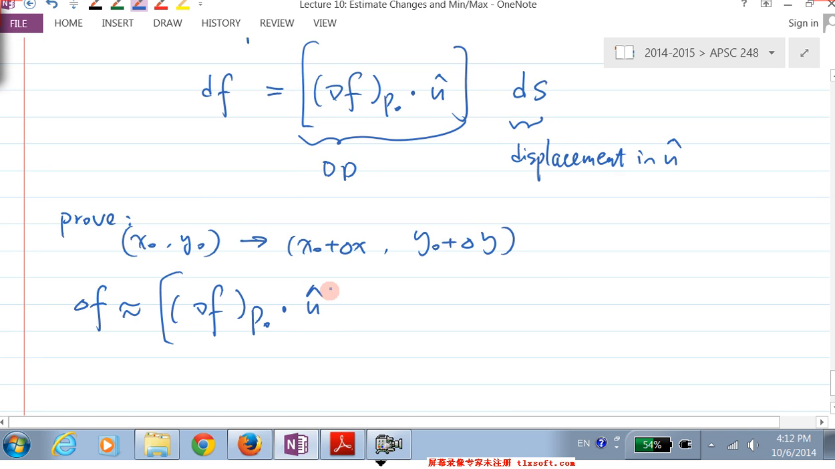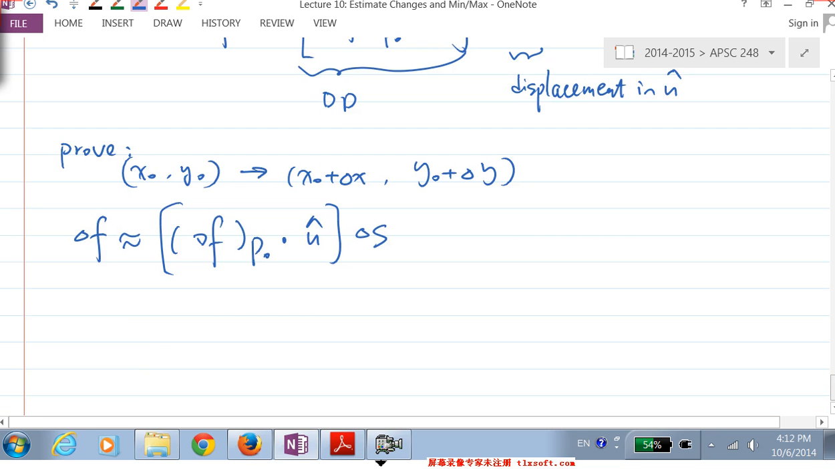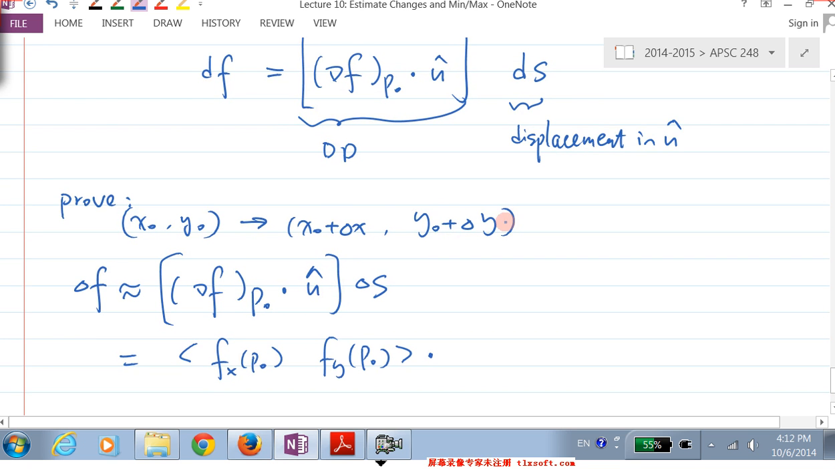Okay, and times delta S. That's the formula. So the gradient vector at the P naught location, and U hat. The gradient vector is Fx at P naught, Fy at P naught, dotted with U hat. So what is U hat then?